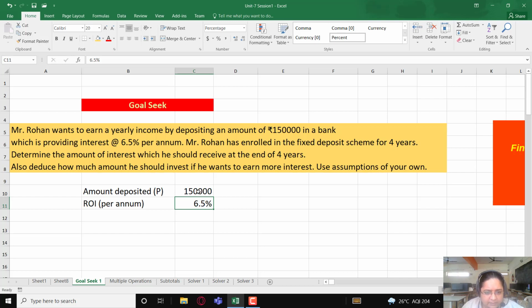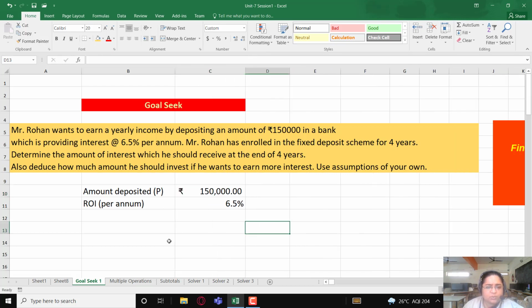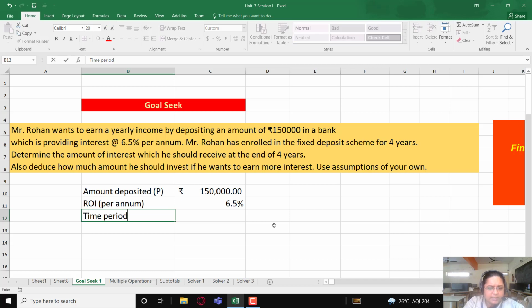And let us format this 1,50,000 as rupees. So you can see this home tab number group and you can see the dollar sign here and a drop down arrow. So just click on the drop down arrow and select the Indian rupee format and just increase the column width so that it shows the data in the formatted manner. And the time period is 4 years. What we need to calculate is the amount of interest which Mr. Rohan should receive at the end of 4 years.